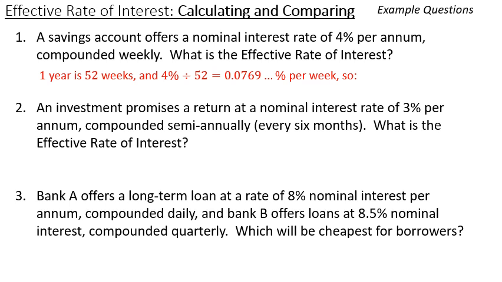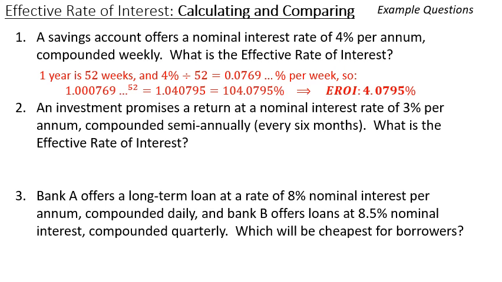4% divided by 52 gives us 0.0769% per week. And if we raise that to the power of 52, it gives us the percentage multiplier that corresponds to that percentage increase that many times. Because it's equivalent to 104.0795%, we say the effective rate of interest is 4.0795%.